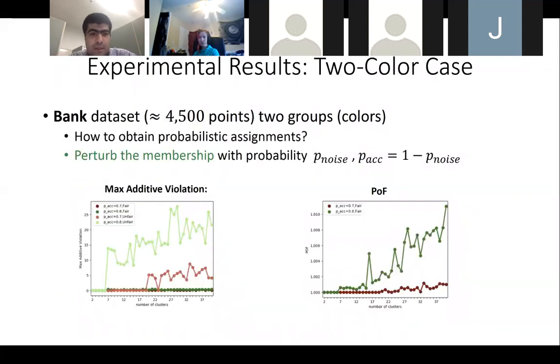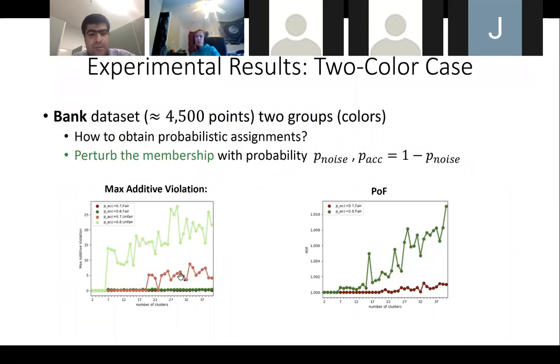So for the two color case, we have the bank data set. We use the whole data set, and that's around 4,500 points. The question is, how do we obtain the probabilistic assignments? Because in all of the data set, the group memberships are there exactly. So what we do is that we perturb the memberships with some probability. We can think of it as the accuracy of a model predicting the membership, PACC.